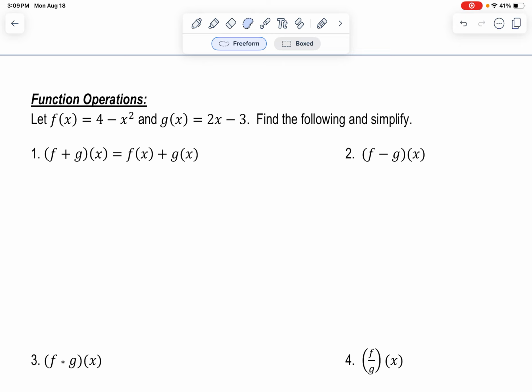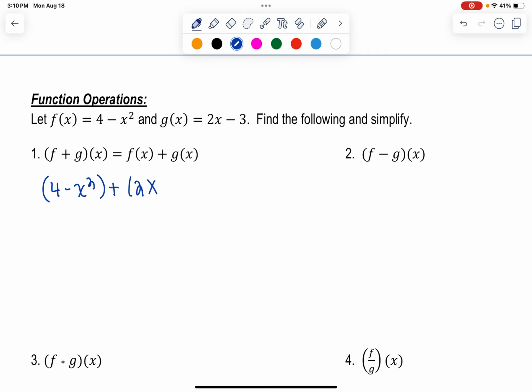So the first one asks us to do f plus g of x, which is the same thing as f of x plus g of x. So that's exactly what you're going to do. You're going to take the function f, which is 4 minus x squared, and you are going to add to that the function g, which is 2x minus 3. All right, so in order to add these 2 functions, all you have to do is combine like terms and write it in standard form.